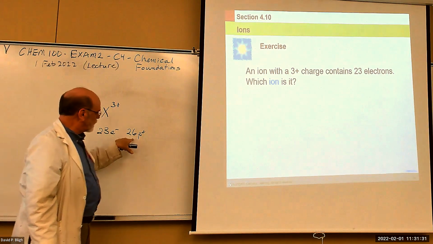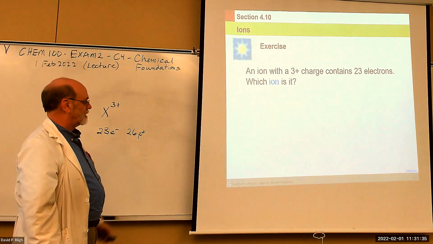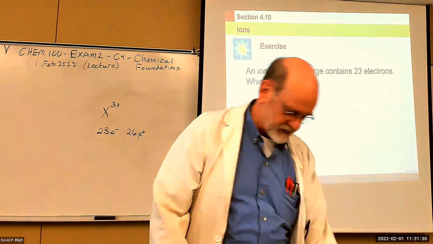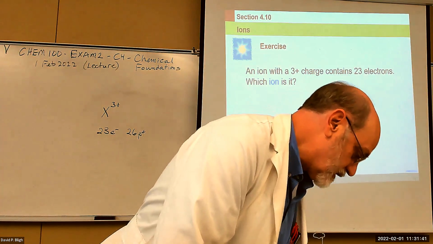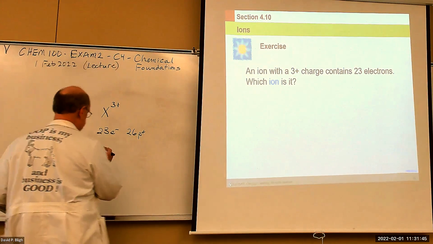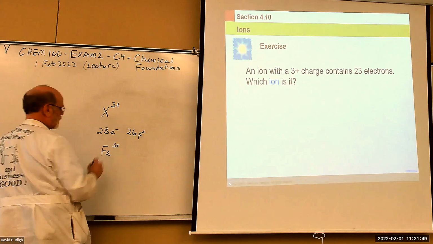So now that we know the number of protons, we can identify the ion. Look up your periodic table, look for 26. Let's see. 26 is iron. So the X should be Fe, 3+.